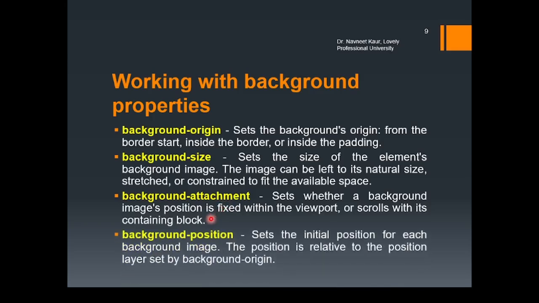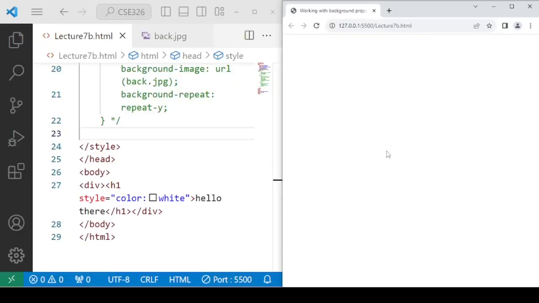Then we have the background position. This is able to set the initial position for each background image. The position is relative to the position layer set by the background origin. Let's now implement all these properties one by one. All the previous background properties have been commented, and we will start by using the background origin property.